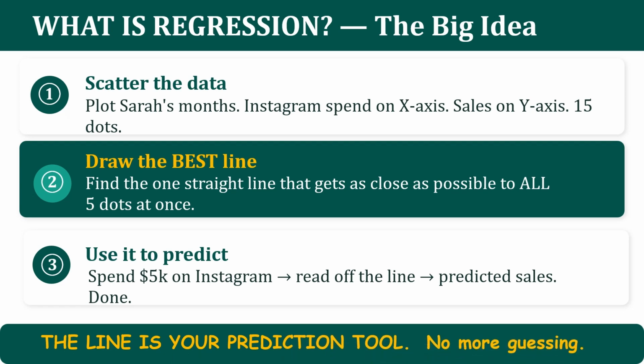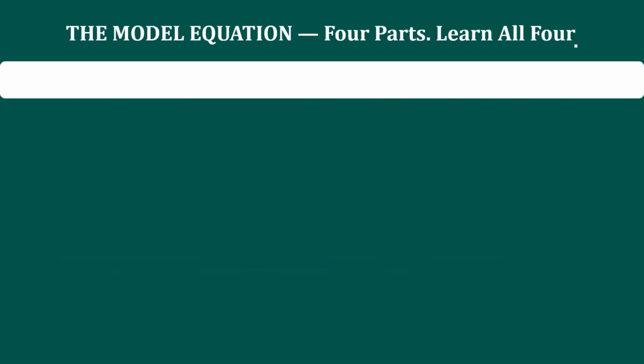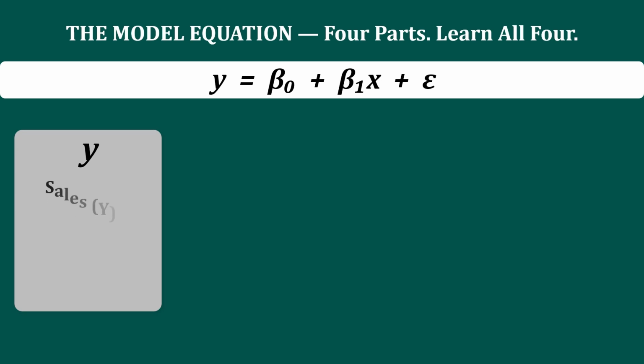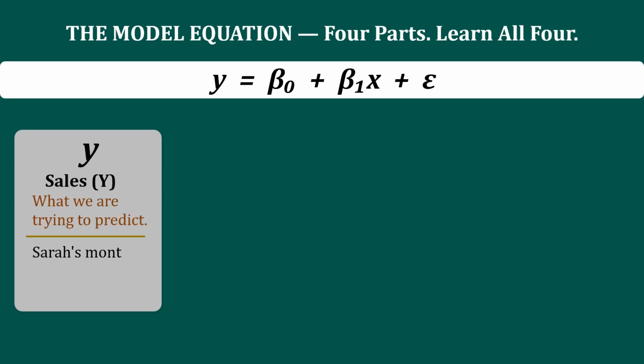No more guessing. Here's the equation behind everything we just saw. Y equals beta 0 plus beta 1x plus epsilon. 4 parts. Learn all 4 and the rest of this video is easy. Y is what we're trying to predict. Sarah's monthly sales in thousands of dollars.